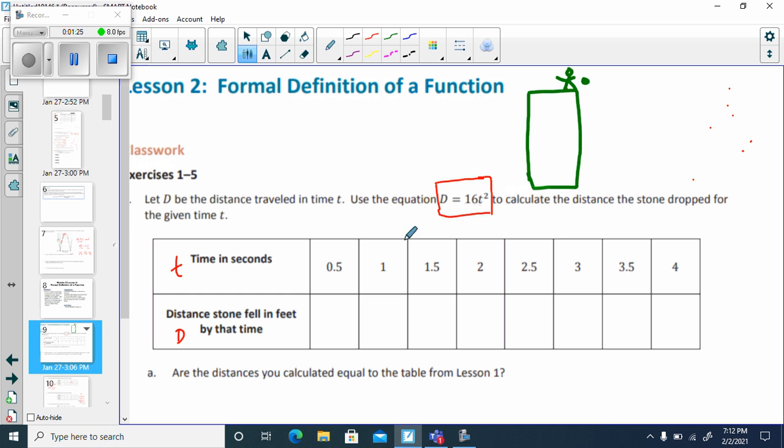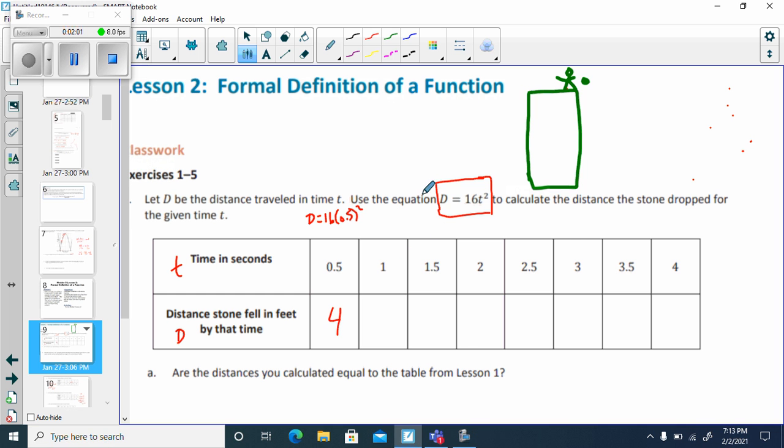Well, let's do just that. For this first one, if our t is 0.5, we would say D is equal to 16 times 0.5 squared. Put that into your calculator: 0.5 squared times 16. Then you get 4. Work with me as we do this. That would mean after half a second, it has dropped 4 feet.